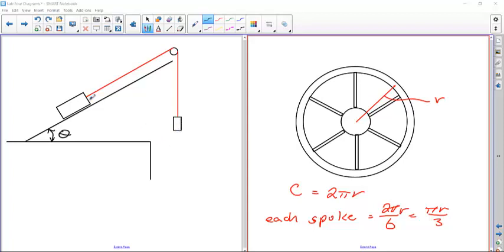So a certain amount of mass will pull, say, let's talk about the cart. If the mass is high enough, then the cart will be pulled up the ramp. If this mass is small enough, it'll roll down the ramp.